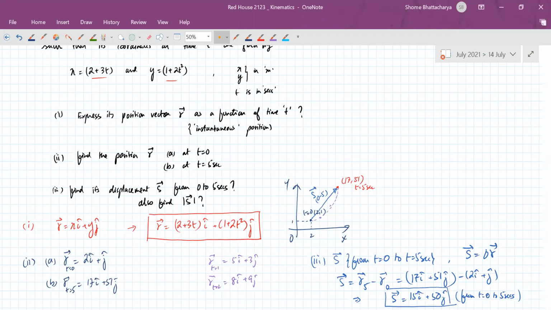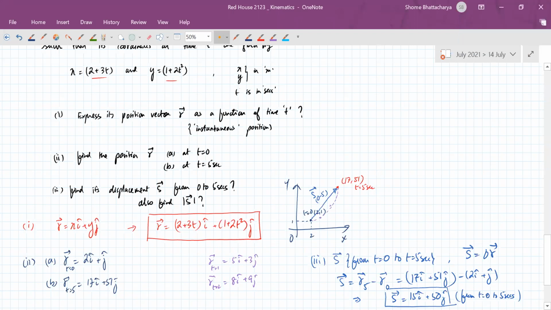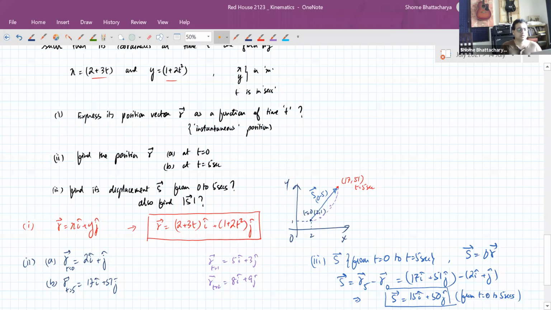Since we are expressing the position, we are not taking the derivative, but directly the term which is given. Instead of velocity, position is given, and hence we are not finding the derivative of x equal to 2 plus 3t or y equal to 1 plus 2t square. Here we are asked to find the displacement and not the velocity. But if we were asked to find the velocity, then we would find the derivative.